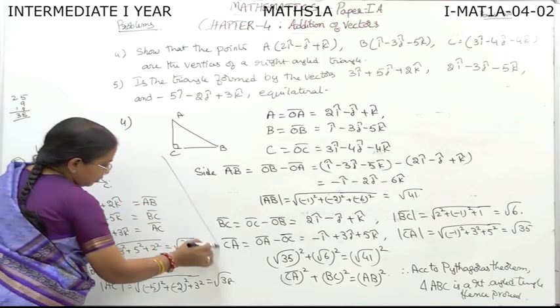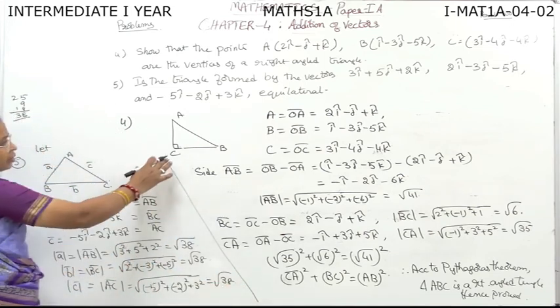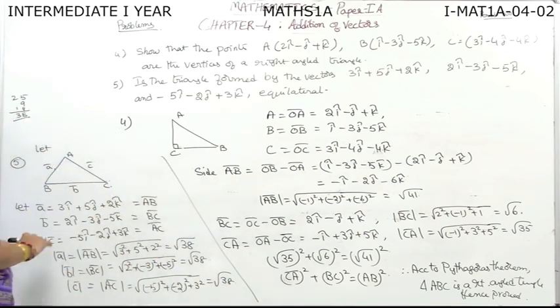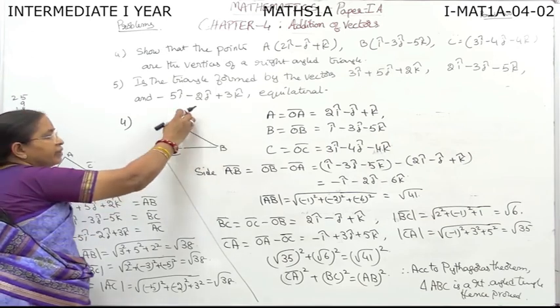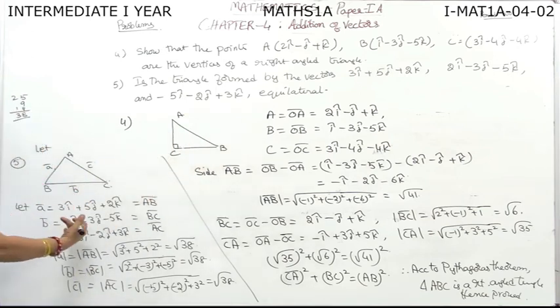So we'll write the conclusion. You must understand the difference between these two. Here these are the vertices and here these are already the sides. So you are directly finding the length. So this is the length of the side AB. So after this we'll conclude like this.